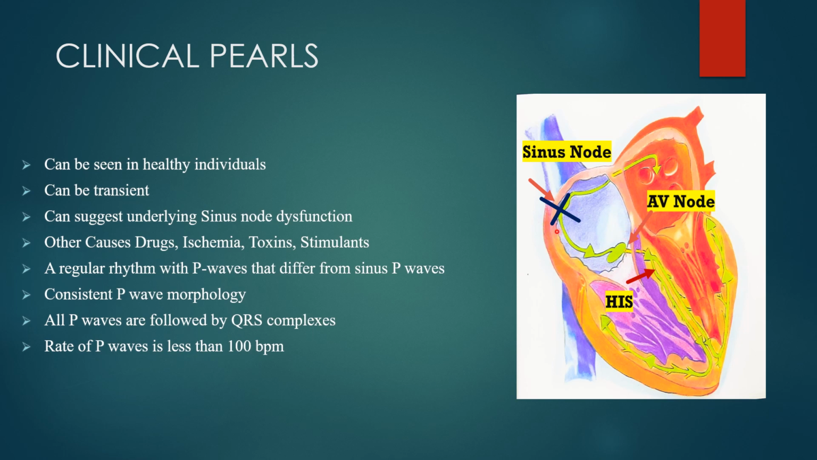And the P waves always have to have a consistent morphology, and they usually conduct into the QRS complexes. And the rate, to define an ectopic atrial rhythm, has to be less than 100 beats per minute.